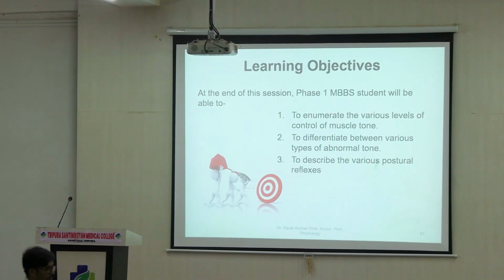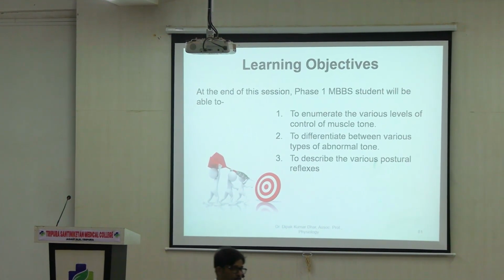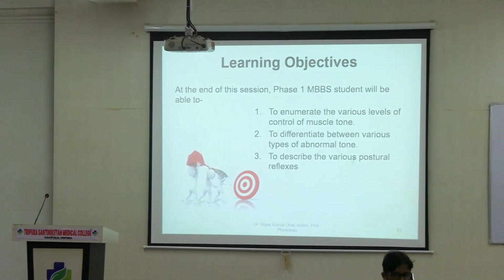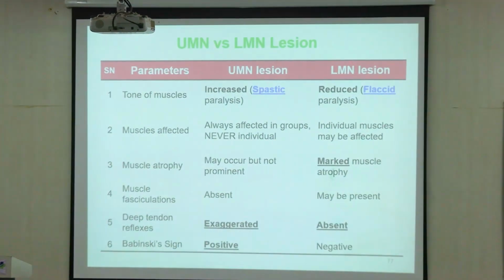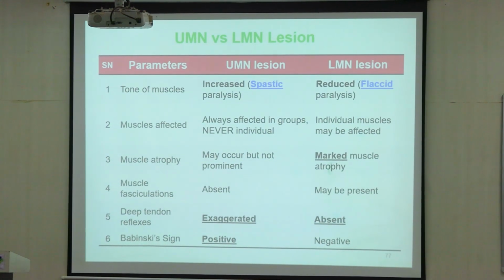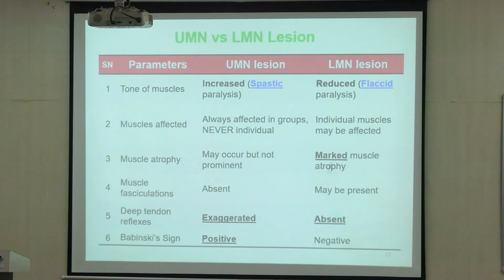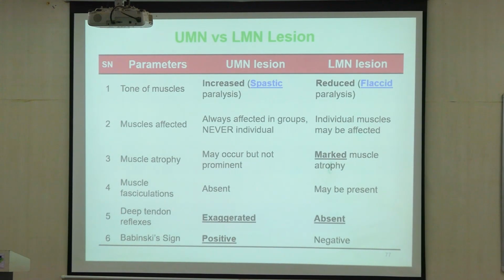Things that we will revise for 2-3 minutes, what we learned in the last class, and then we'll go on to the fresh class. So we have seen towards the end of the last class that there is a difference between the clinical presentation of a lesion in the upper motor neuron and the lower motor neuron, right?